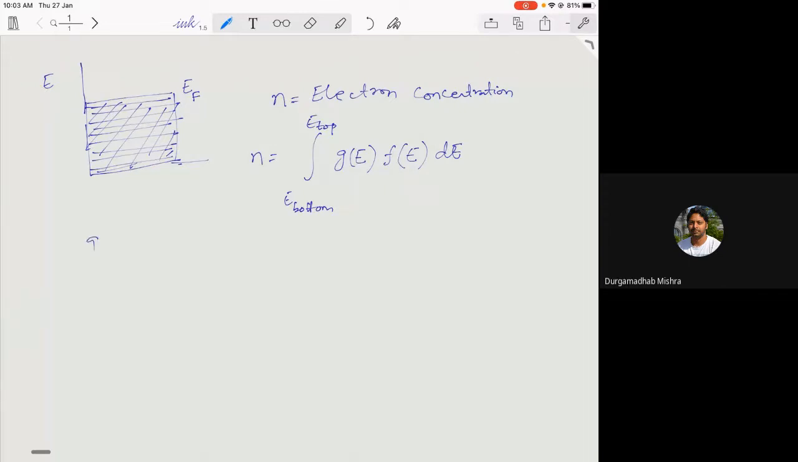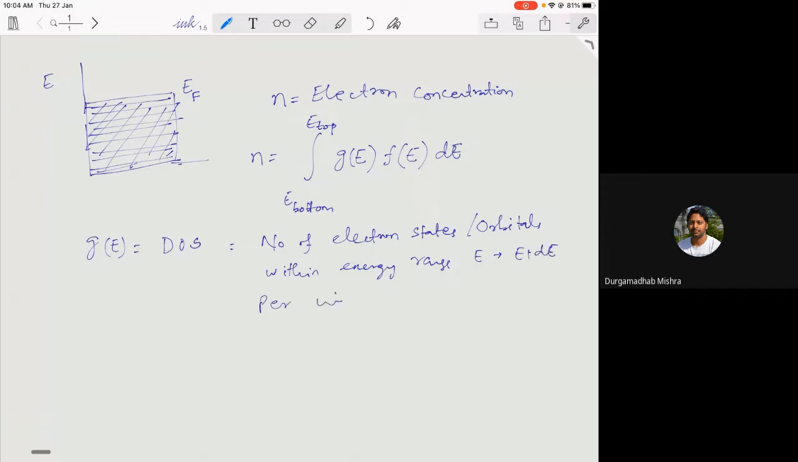And G of E is your density of states, which is nothing but the number of electron states or orbitals within the energy range E to E plus dE per unit volume.